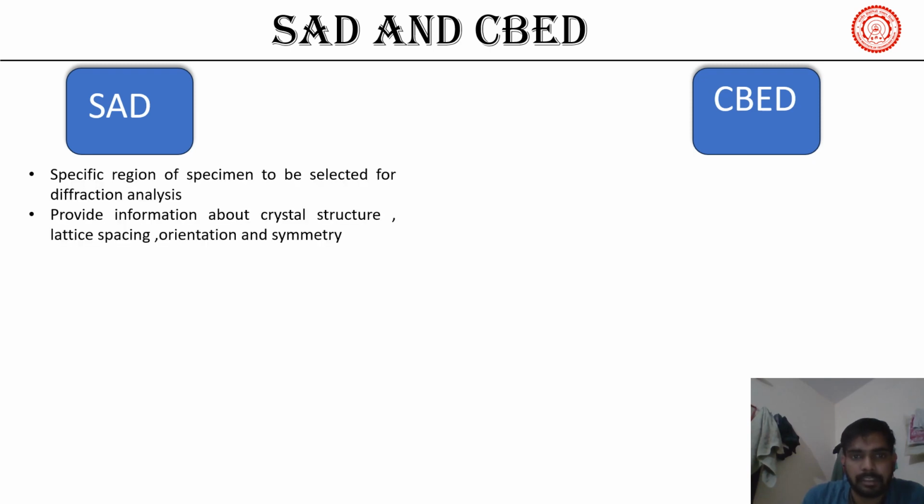Now, there are other variations possible in the TEM, which are selected area electron diffraction and convergent beam electron diffraction. These two types of diffraction have their own specialities and are used for different work. So coming to selected area diffraction: in this, we choose a specific region of the specimen to be selected for diffraction analysis. Second, it provides information about the crystal structure, lattice spacing, orientation, and symmetry of our specimen.